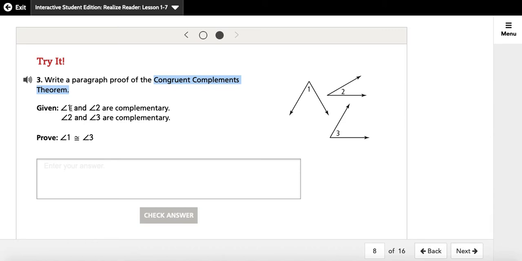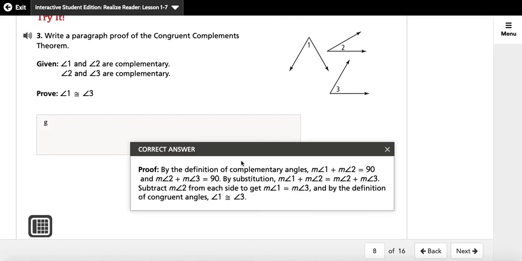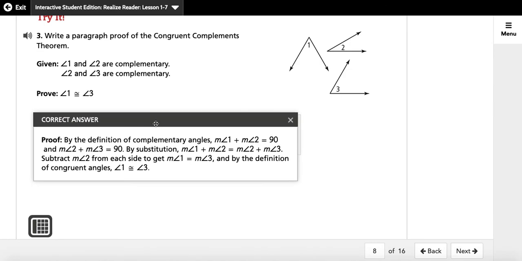We're given that angle 1 and angle 2 are complementary, and angle 2 and angle 3 are complementary. They want us to prove that 1 is congruent to 3, which I'm not able to highlight. Okay, and I'm going to go right to the answer. It'll be very similar to the previous one. You can click pause and look at that for a bit. It's the same exact order of things as the previous one, except instead of supplementary angles, we have complementary angles.